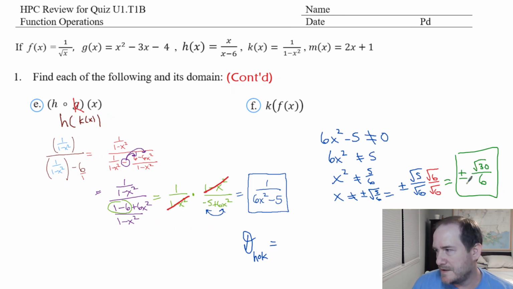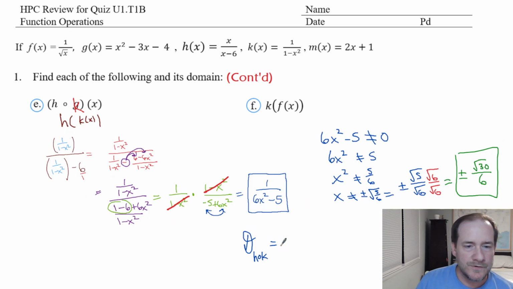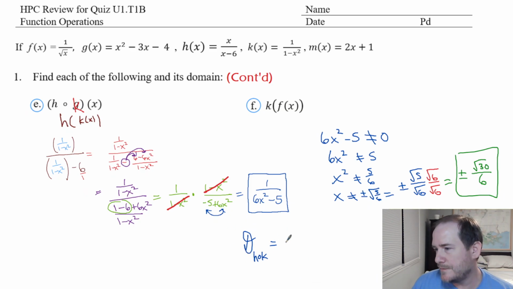So technically, those are our domain restrictions. But again, these are only your domain restrictions if you're a lazy person who doesn't fully understand how composition works. So I'm going to write this down. My domain is all real numbers except for plus or minus. And I don't kind of love plus or minus, so I'm going to list this as two things. I'm just going to go negative root 30 over 6 and positive root 30 over 6.